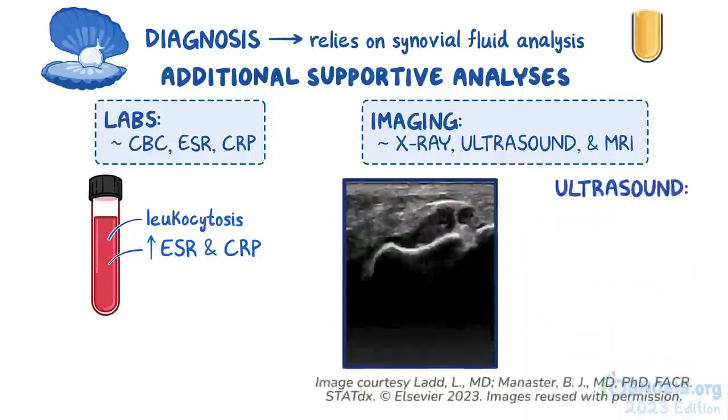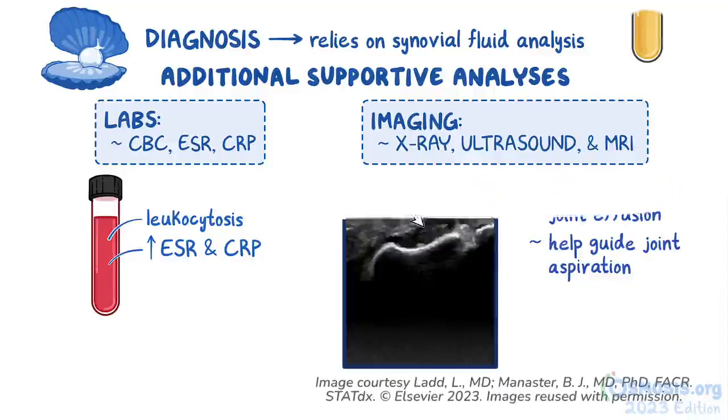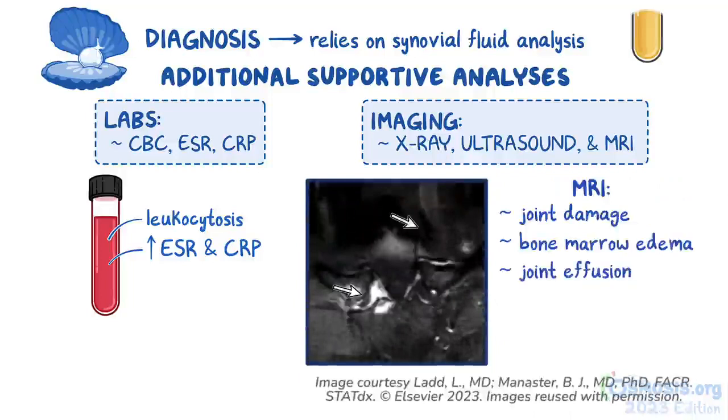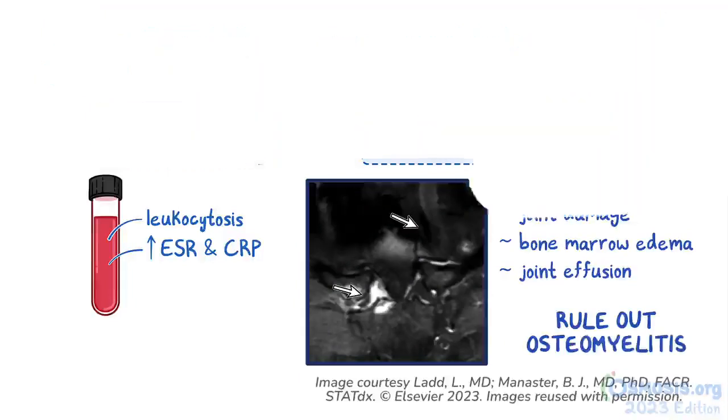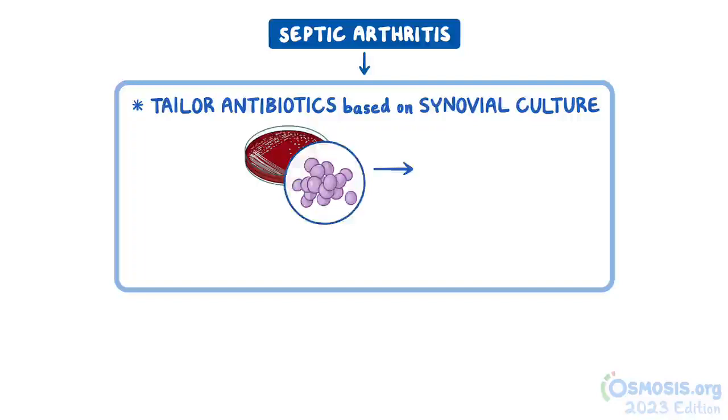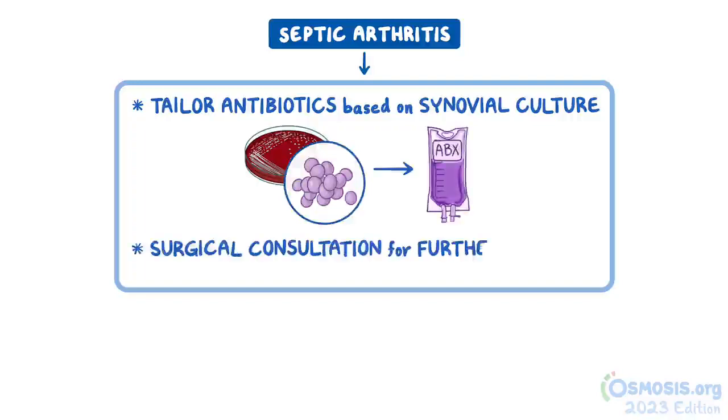Ultrasound can also be used to look for a joint effusion in a joint with clinical suspicion for septic arthritis, and potentially help guide joint aspiration. Finally, MRI can be used to look more closely for joint damage, bone marrow edema, and further characterize any joint effusion. This is crucial to rule out possible osteomyelitis. Okay, now that you are confident in your diagnosis, you can tailor antibiotics based on synovial culture results. You should also obtain urgent surgical consultation for further drainage and debridement, as untreated infections can result in loss of function of the joint.